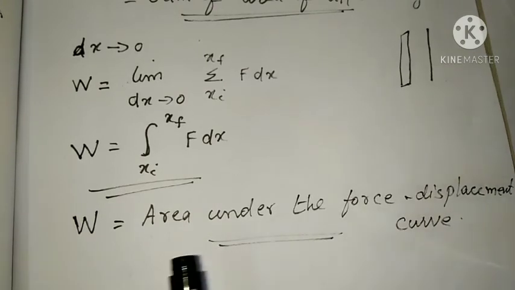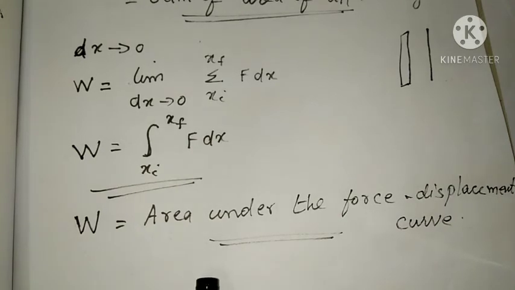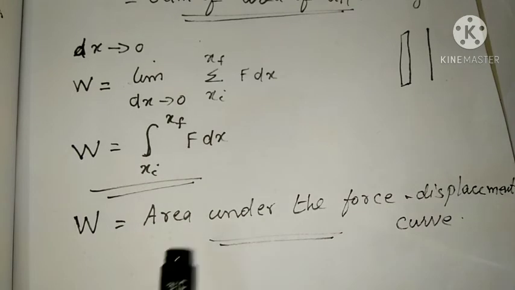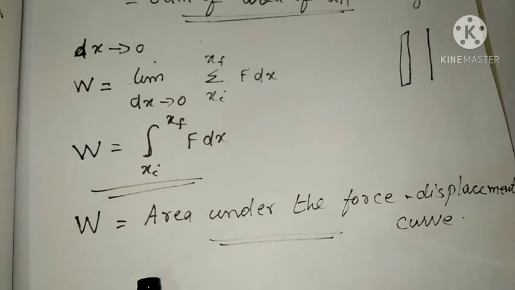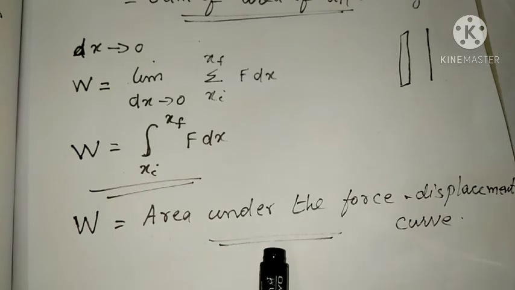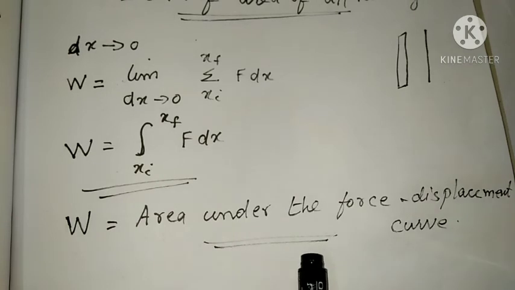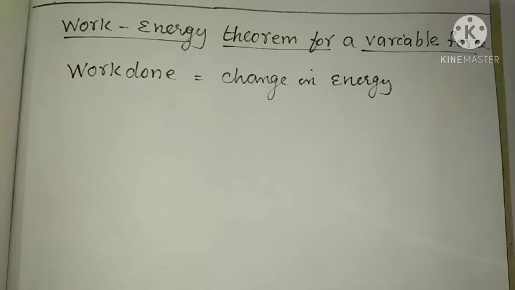Clear? So for the total work done by a constant force, we have one formula, W equal to Fd cos theta. But the total work done for a variable force, we can calculate from a graph. It is equal to the area under the force displacement curve. Clear? Next topic, the work energy theorem for a variable force.